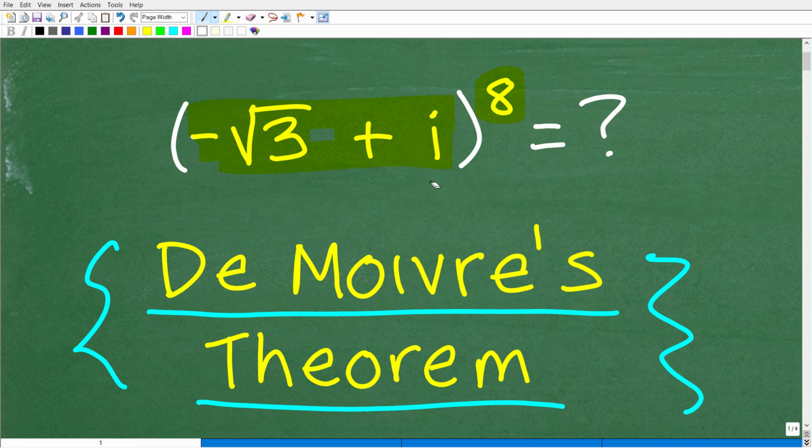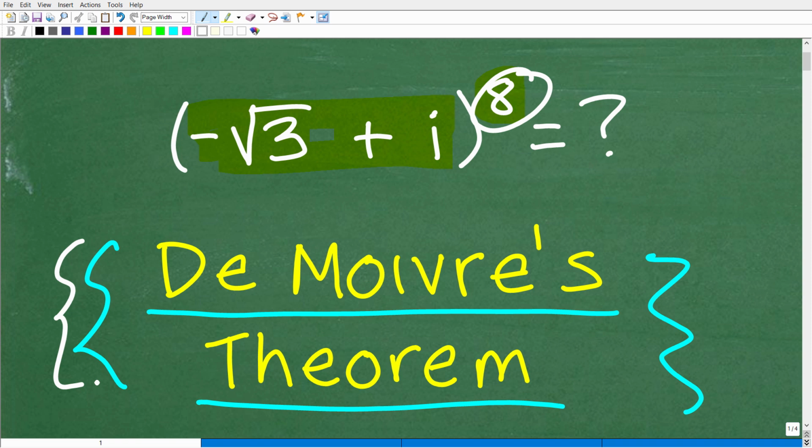Well, one might say, I don't need this theorem. I could just take this thing and multiply it by itself 8 times. Well, you definitely don't want to do that. That would be very arduous, and it's not the way you take powers of complex numbers, at least high powers. You can find the square of this without too much difficulty. But to find the eighth power of this, you're going to need something else, and that something else is De Moivre's theorem.